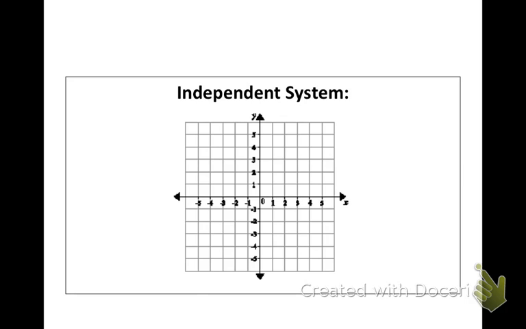So, we've got 3 different classifications for a system. And this does not have to be exact. Don't worry about tallies. I would just make this a rough X and Y axis. An independent system is one that has one point of intersection. I don't care where that point is, just make your 2 lines intersecting. So independent systems will have one solution.